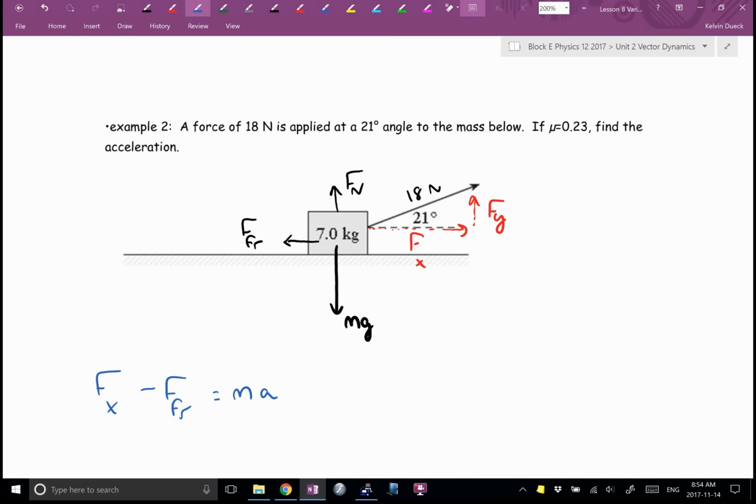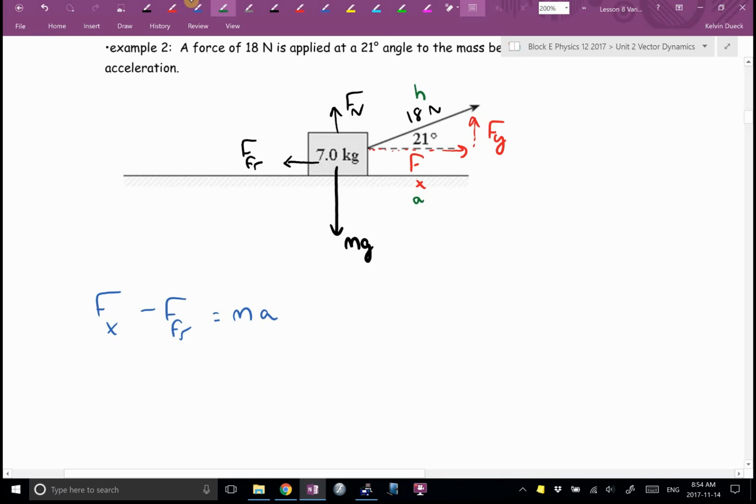FX, I think I need to do some trig. Let's go back and look at my triangle. I think it's going to be adjacent and hypotenuse. Which trig function? I think it's going to end up being 18 cos 21. Don't believe me? Over here in the margin, you could go cos 21 equals fx over 18. Minus friction is what times what? Mu times the normal force. That equals MA. I don't know the normal force.